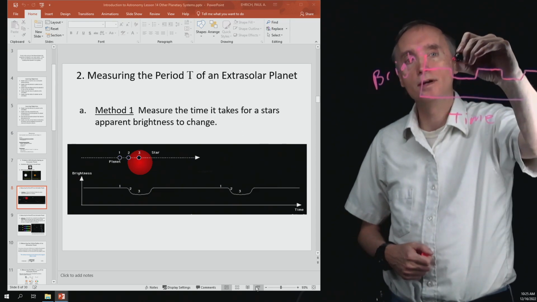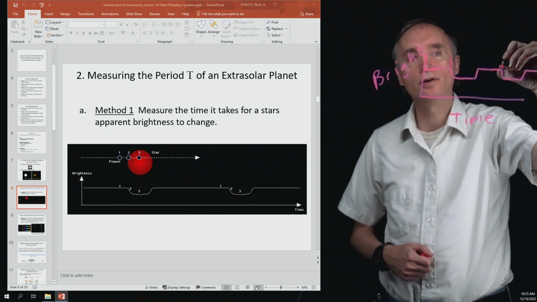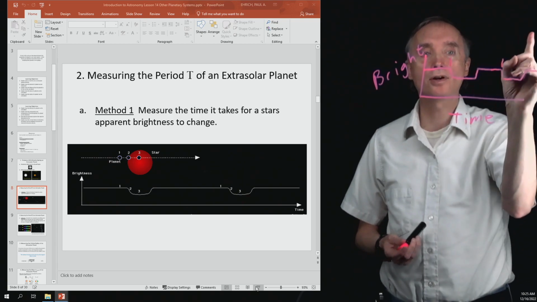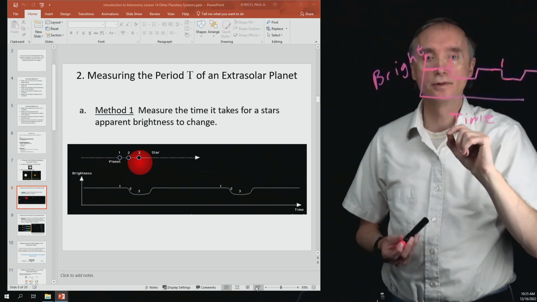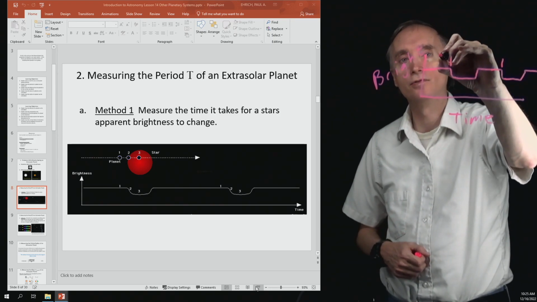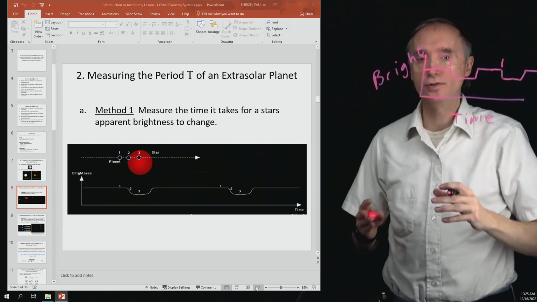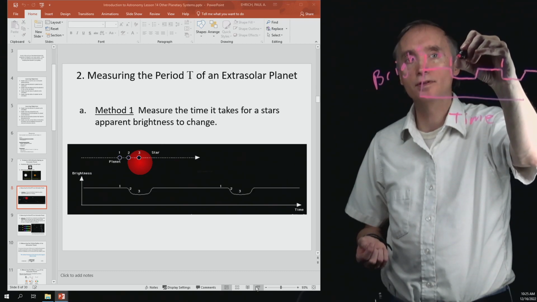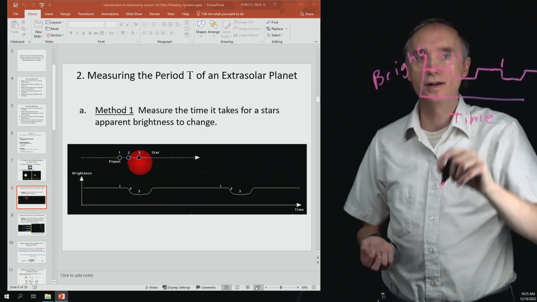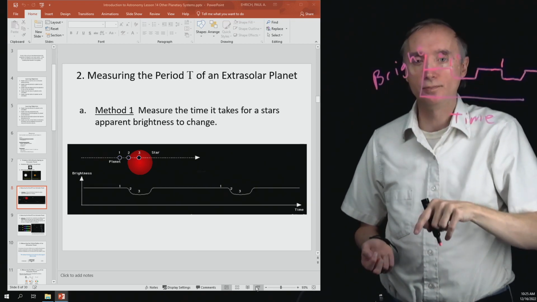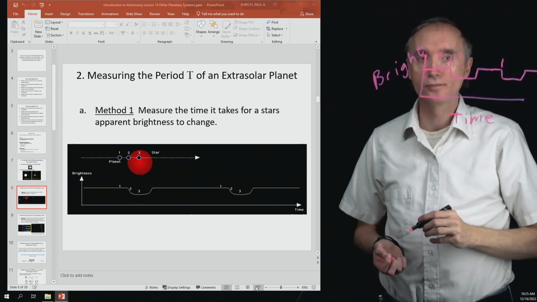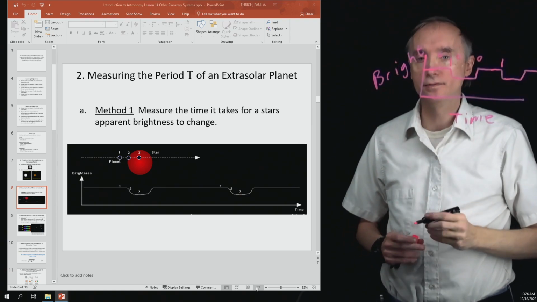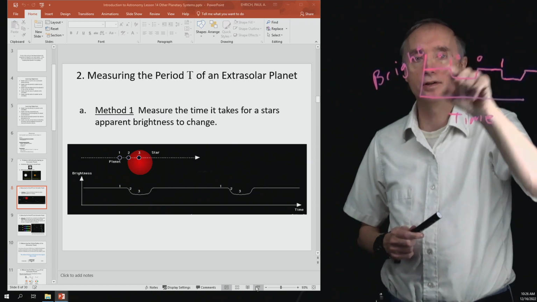So we measure the distance from here over to here, and the amount of time that elapses is the amount of time it took a planet to go around its star. Let's say the planet is over here, it hasn't gotten to its star yet, so the brightness hasn't changed. But as the planet gets in front of the star, the brightness of the star dims because there's something in front of it. When the planet gets over to here, it's on the other side of the star, and so the brightness of the star increased.